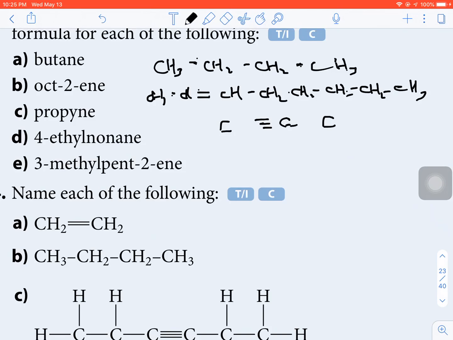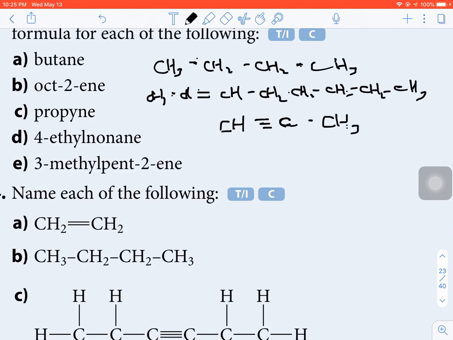So this first carbon needs a hydrogen because it has 3 other bonds. This second carbon here needs no hydrogens because it has 4 bonds already. And then the last carbon needs its 3 hydrogens to make it 4 bonds. So there's propyne. Now if I look at 4-ethyl nonane, okay, nonane means 9 carbons.